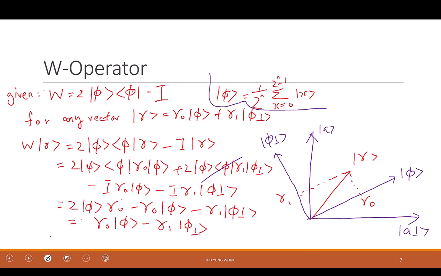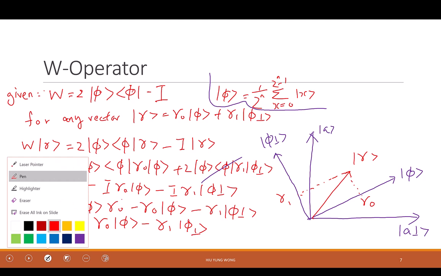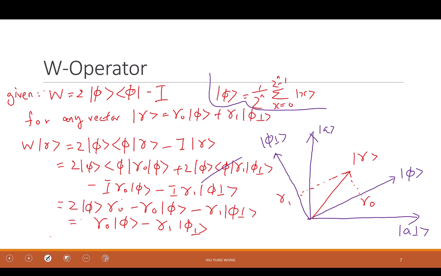So basically, that is what we get. This is negative gamma 1, right? I get this vector when I apply W to gamma. When I apply W to gamma, I still get R0 psi, but I get negative gamma 1 psi perpendicular.